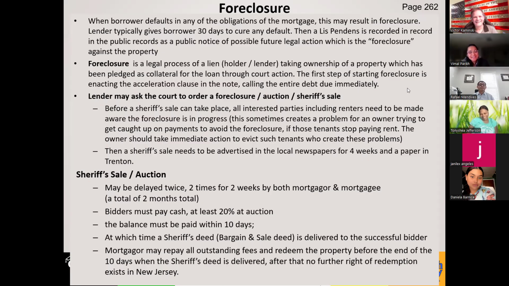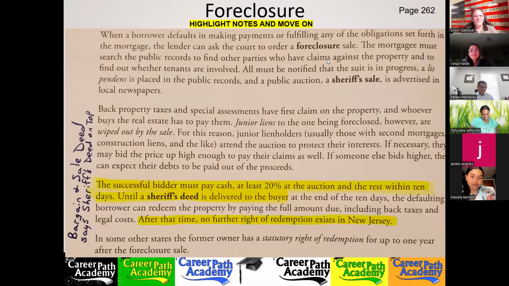All right. You guys have the book, page 262, for foreclosure. Let's do these highlights. I made a little note here that a sheriff's deed isn't really a sheriff's deed, but a bargain and sale deed. It just has the words sheriff's deed on top.